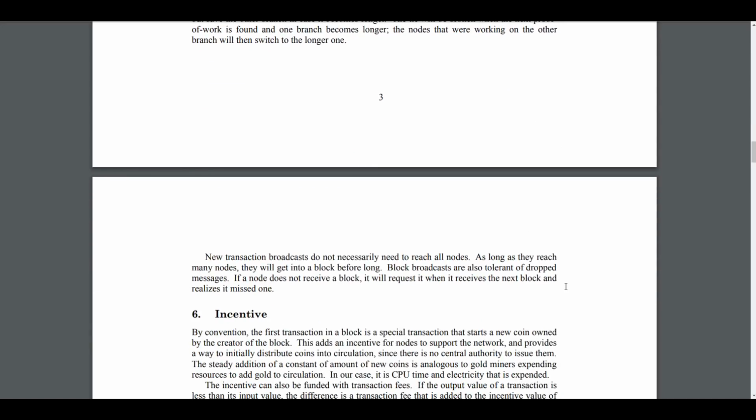One more section. And new transaction broadcasts do not necessarily need to reach all nodes. As long as they reach many nodes, they will get into a block before long. Block broadcasts are also tolerant of dropped messages. If a node does not receive a block, it will request it when it receives the next block and realizes it missed one.